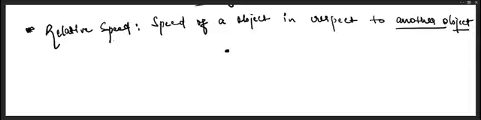Let's say it is car A and it is car B, and both are moving on a parallel track. Now let us understand it in a different way.